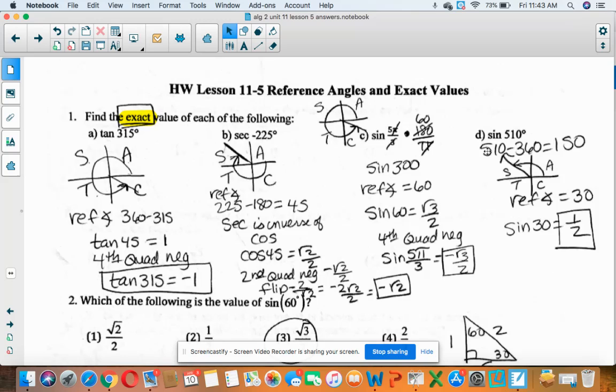Sine of 510, I have to do 510 minus 360. That's really just the sine of 150. That has a reference angle of 30. The sine of 30 is 1/2. I am in the second quadrant, and sine is positive in the second quadrant, so my answer is just 1/2.